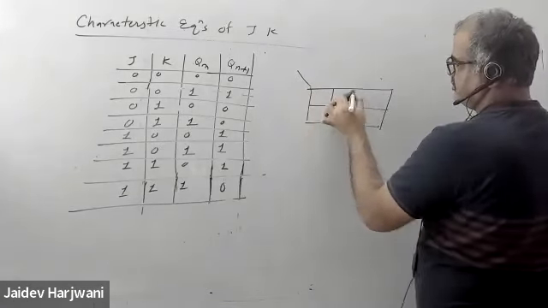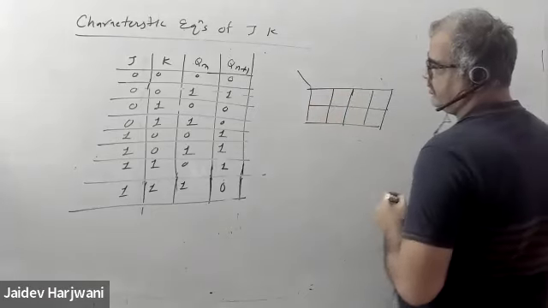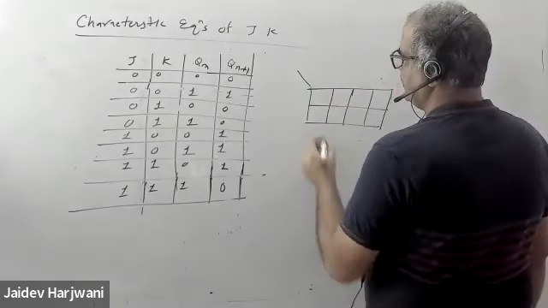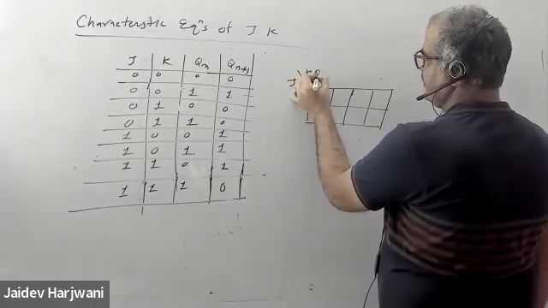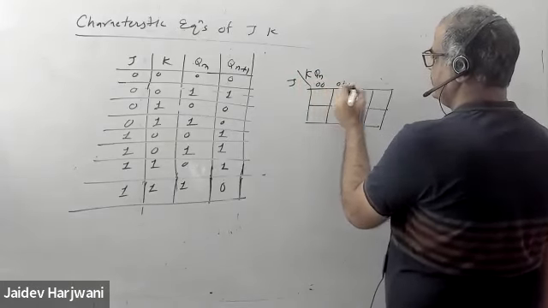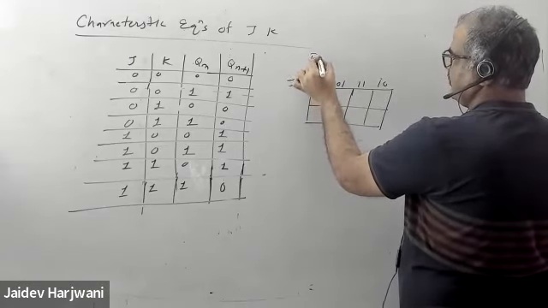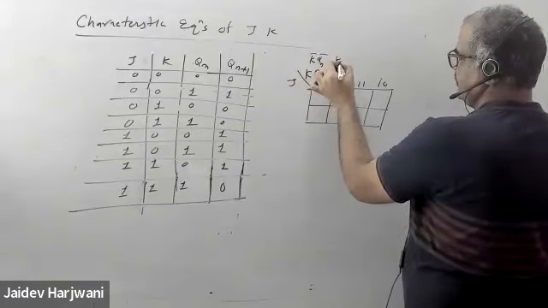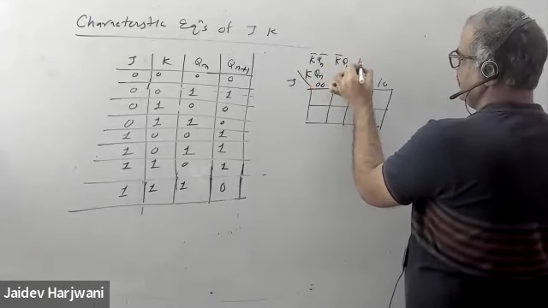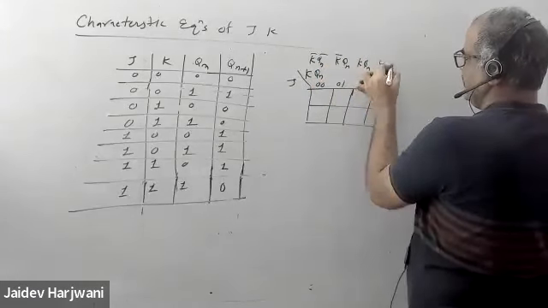Okay, 1 2 3 4. Then you have a J, you can write here, K, Q, and you can write here 0 0 0 1 1 1 1 0. So the first term is your K bar Qn bar, the second is your K bar Qn, the third is your K Qn, and the fourth is your K Qn bar.